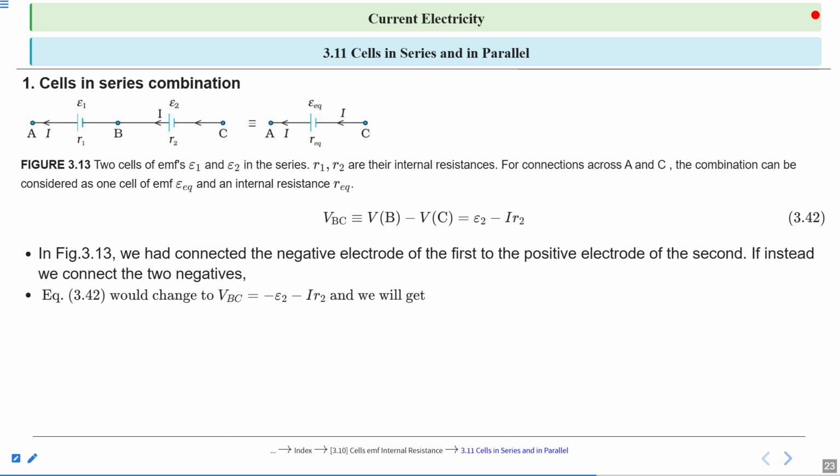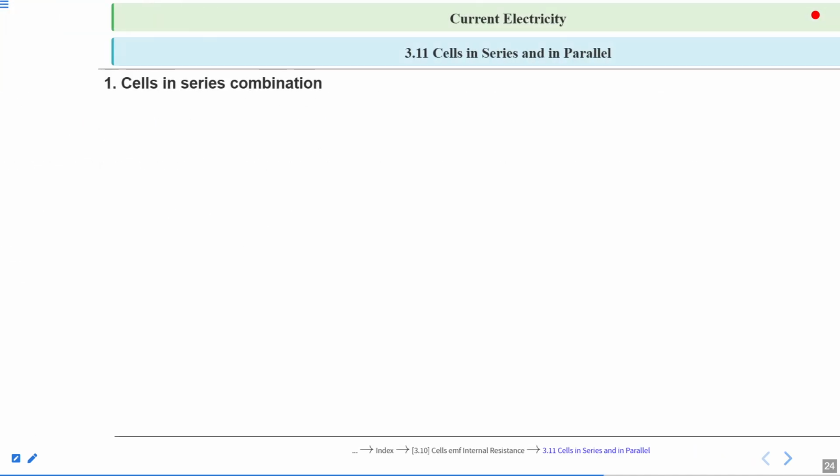And we will get E equivalent as epsilon 1 minus epsilon 2. What was E equivalent actually? In equation 3.45, epsilon 1 plus epsilon 2. If a cell is connected wrongly, meaning the negative terminal of one cell is connected to the negative terminal of another cell, then the EMF will be epsilon 1 minus epsilon 2, if epsilon 1 is greater than epsilon 2. Mark it as equation 3.47.